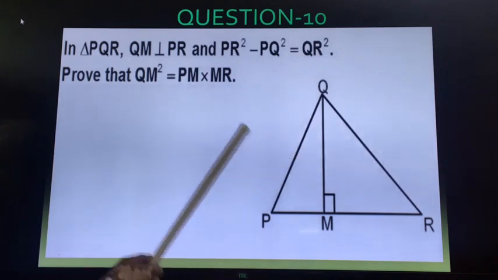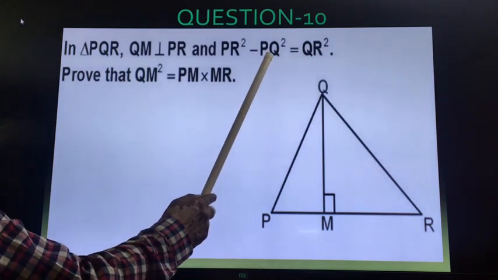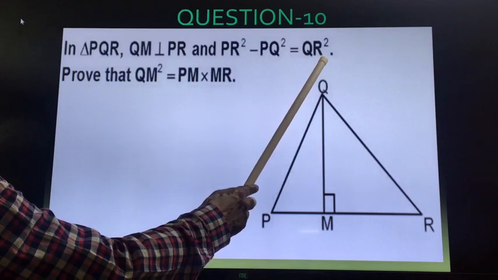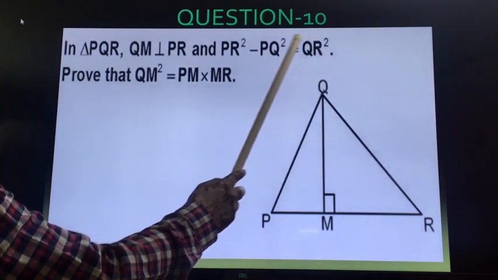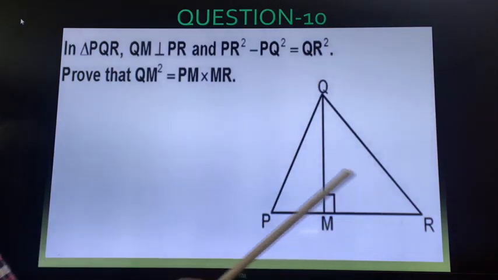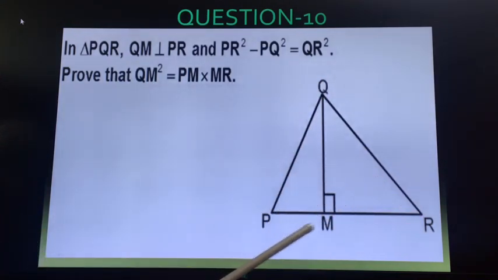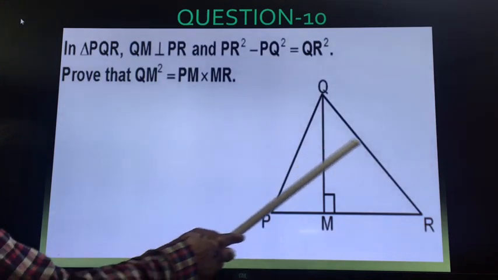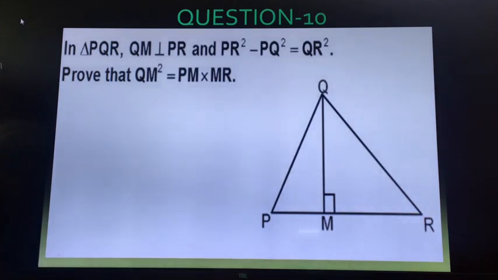Seeing this question, it is looking very difficult, but actually it is very easy. So we'll start from here. PR square minus PQ square is equal to QR square. So PQ square will go to the right side. So we'll get PQ square plus QR square. So this shows PR square is equal to PQ square plus QR square. So it means the square of one side is equal to sum of the square of two sides. So therefore triangle PQR will be a right triangle by converse of Pythagoras theorem.